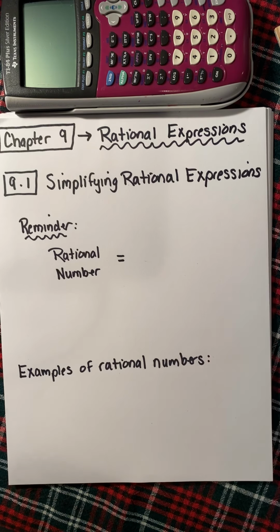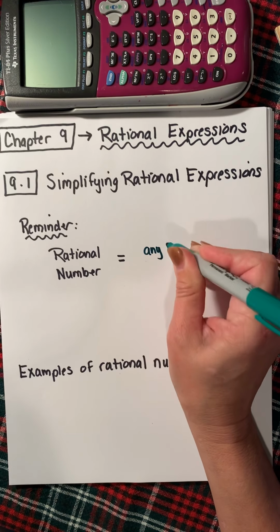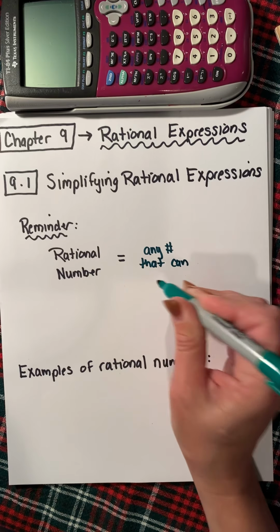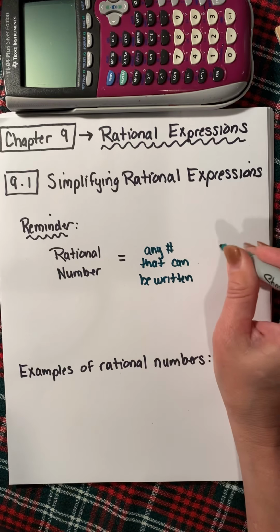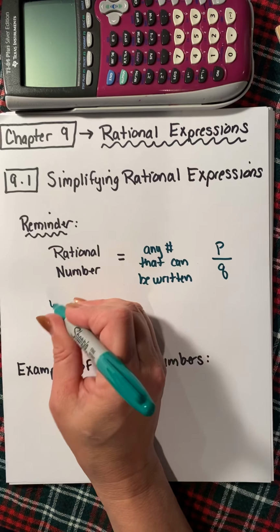So just a reminder what a rational number is. A rational number is any number that can be written in the form P over Q, so in fractional form, where P and Q are integers.